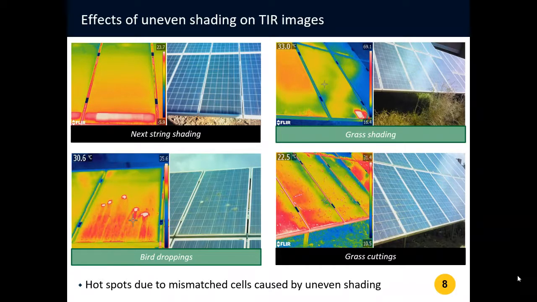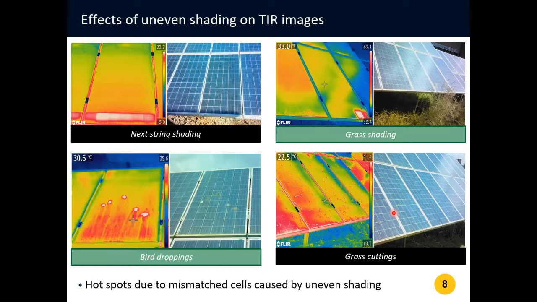So partial shading has to be significant enough to cause current mismatch and hot cells. Otherwise, some shading can just cause hot spots due to different emissivity of glass and contaminants, as shown by these pictures of bird droppings and grass cuttings.